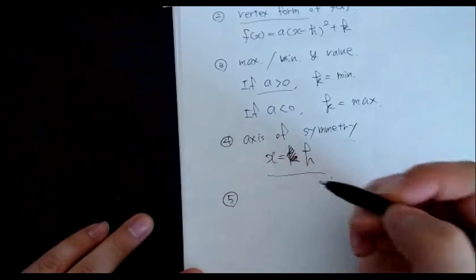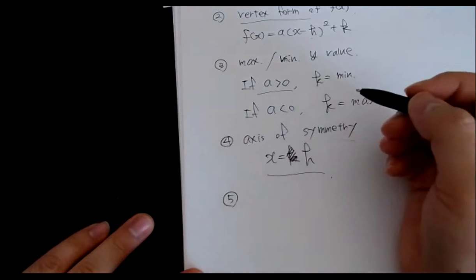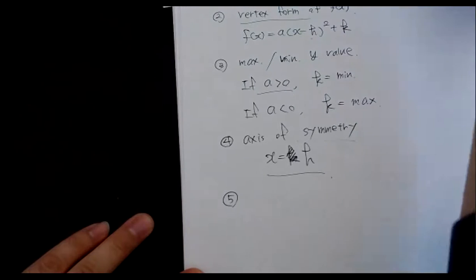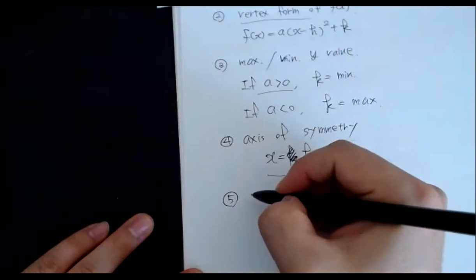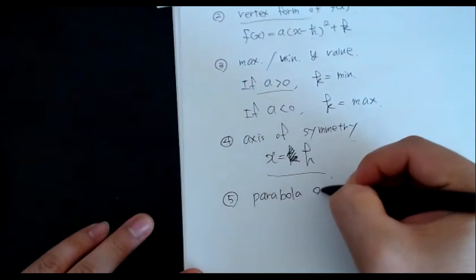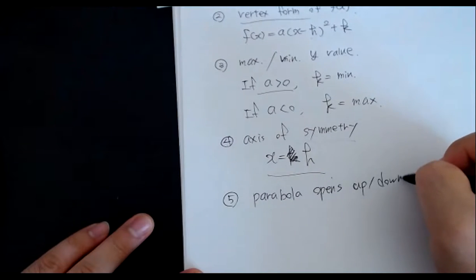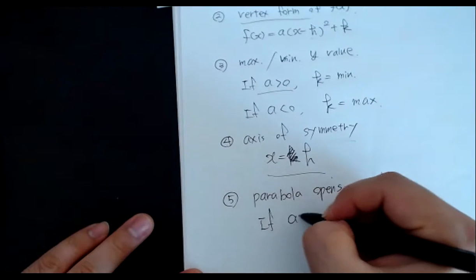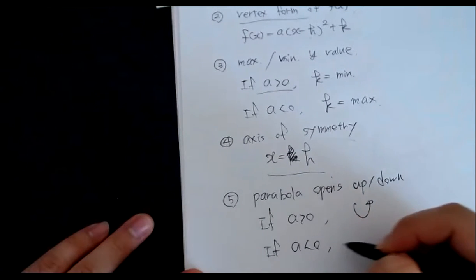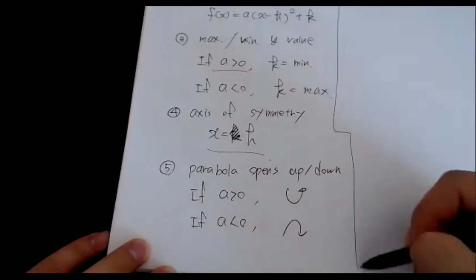The next one is whether the parabola opens up or down. We did that, but let me mention it once again. If a is greater than 0, then the parabola opens up. If a is less than 0, the parabola opens down. Keep this in mind.